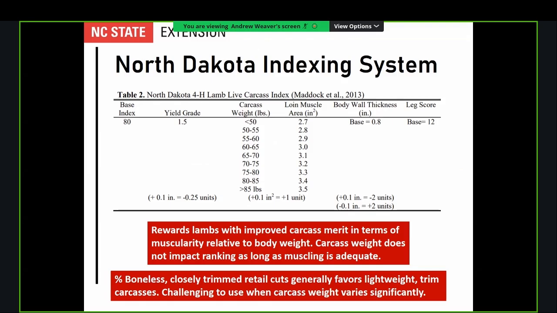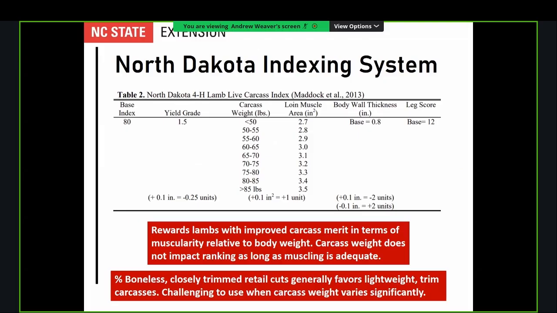And so I like this system in terms of its ability to evaluate true carcass merit, improved carcass merit relative to increased muscularity relative to body weight and carcass weight. Carcass weight alone does not have as big of an impact, and we're not just rewarding really small, super trim carcasses that maybe suffer from a quality standpoint.